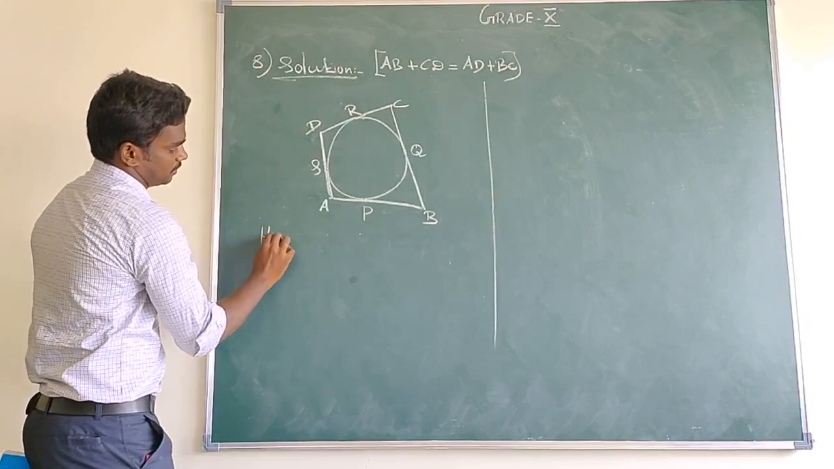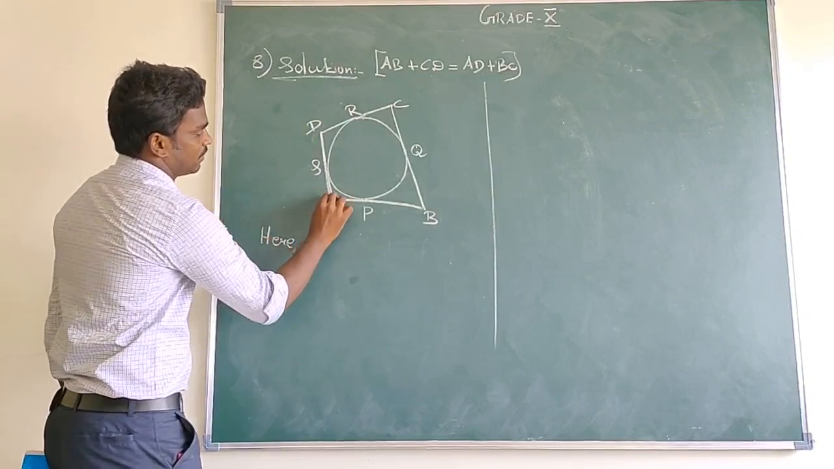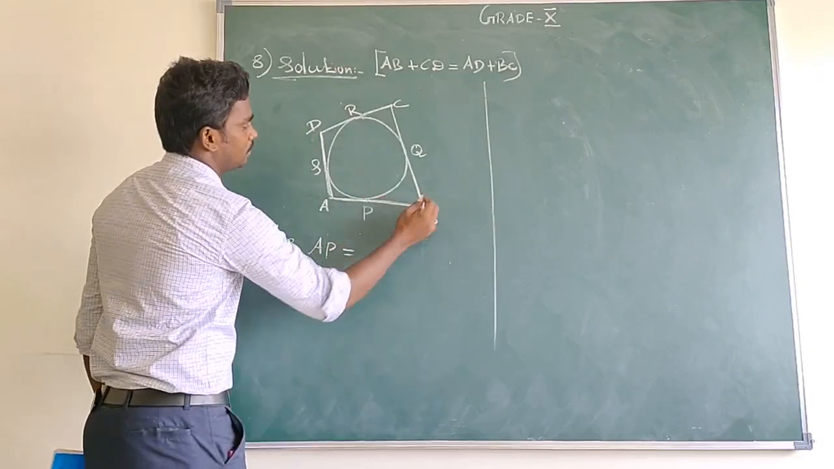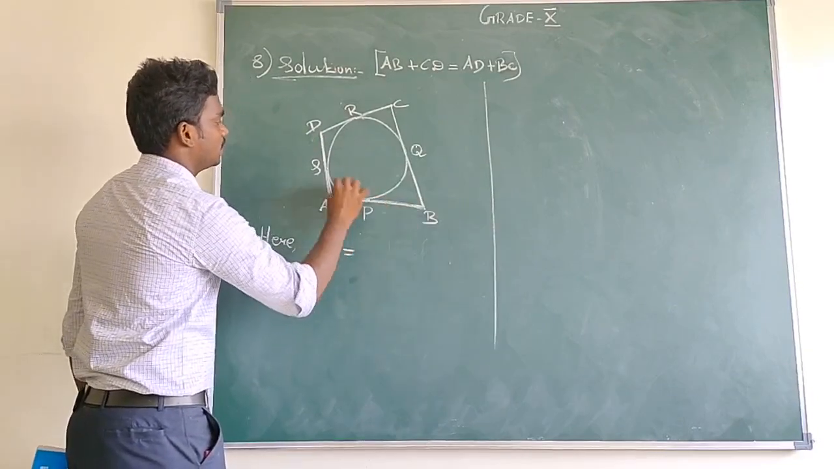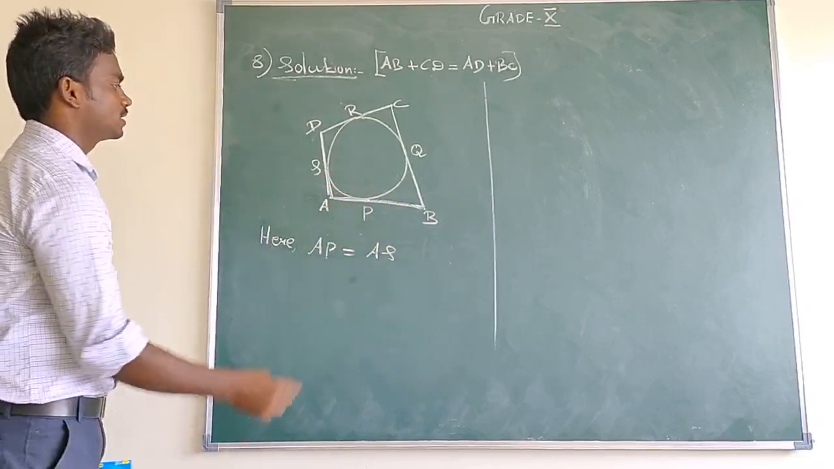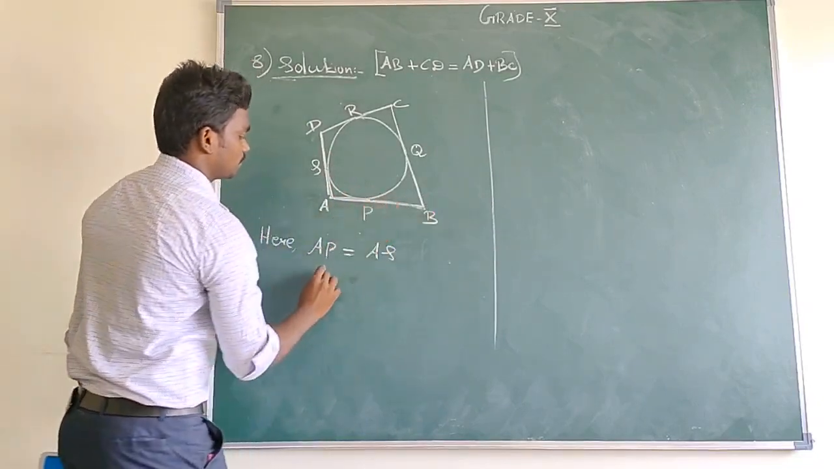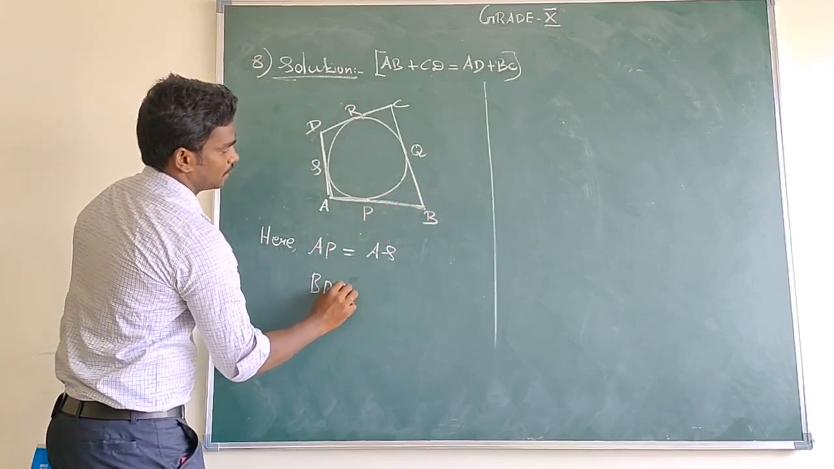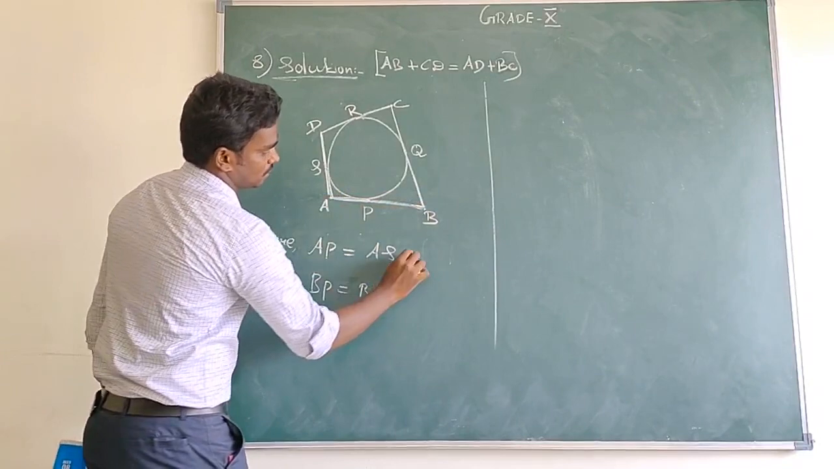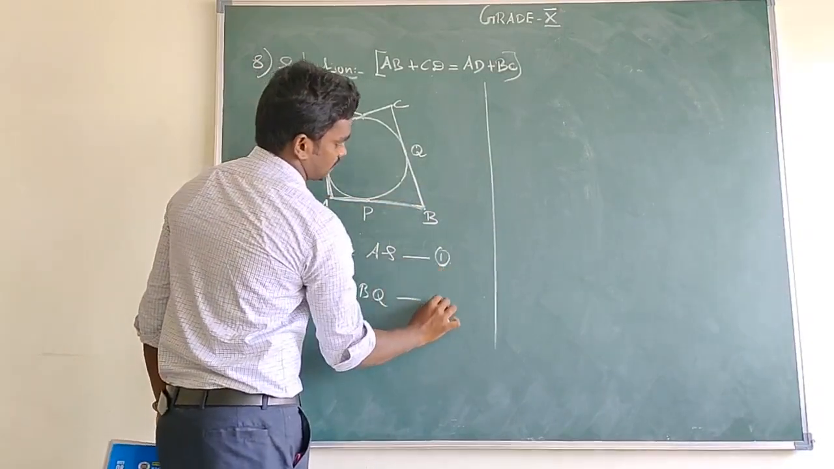So, here we know the value of AB. AP is equal to AS. BP is equal to BQ. So this is the first equation, and this is the second equation.